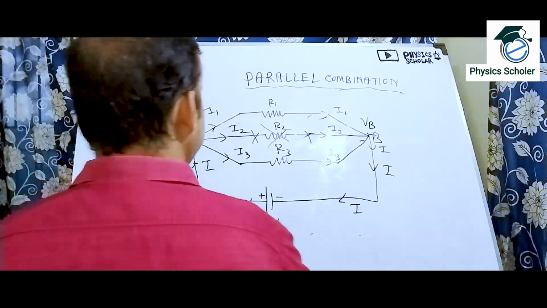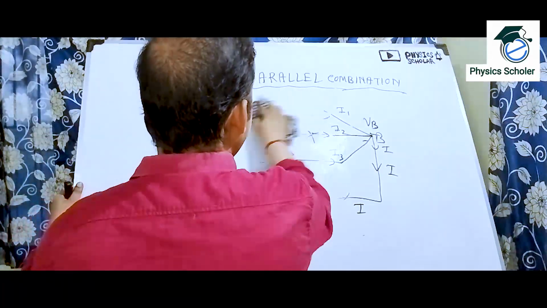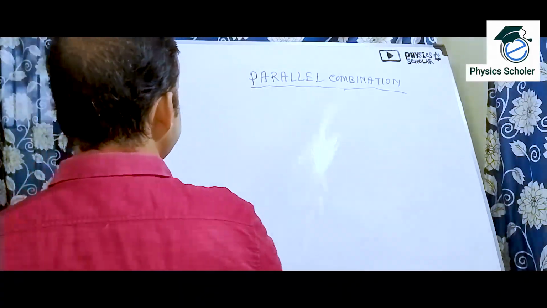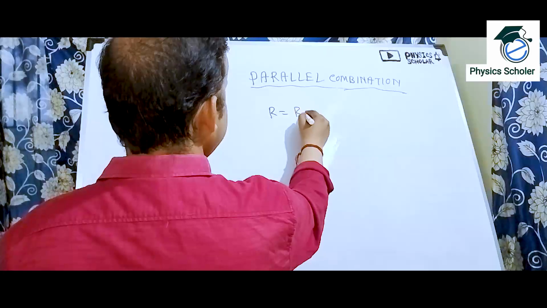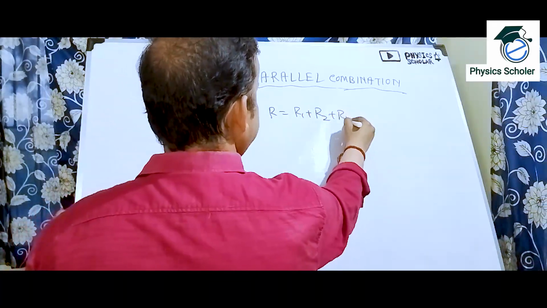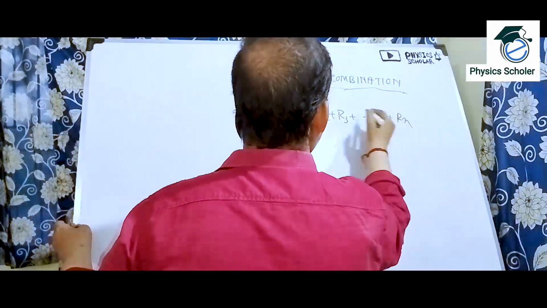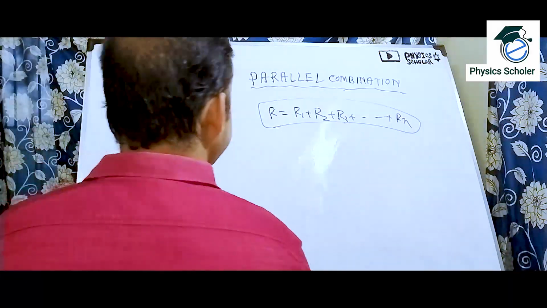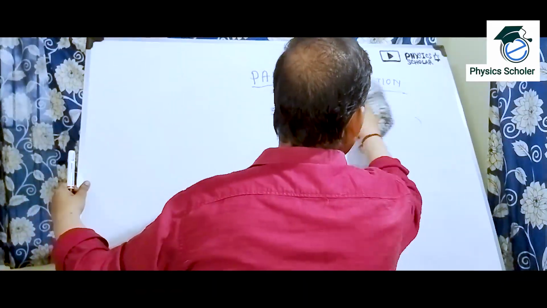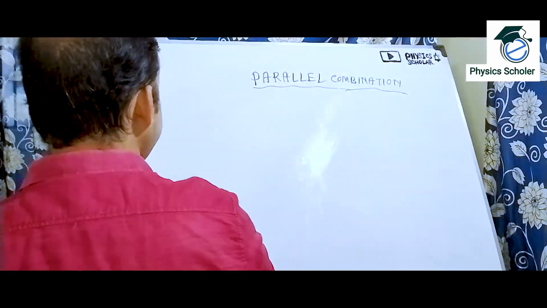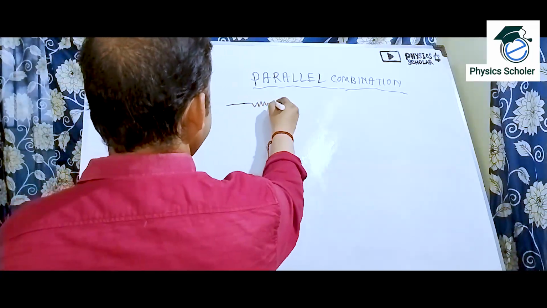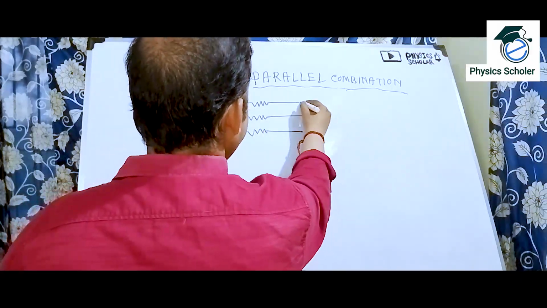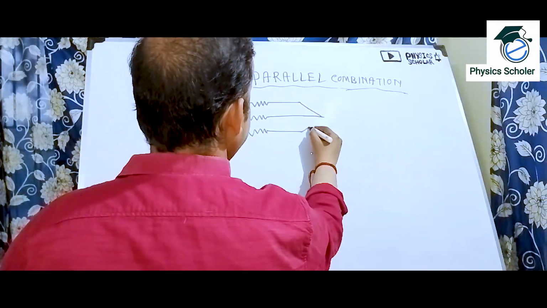Now, how can we determine the equivalent resistance of a parallel circuit? In case of the series, I told in the last episode that the equivalent resistance R is equal to R1 plus R2 plus R3 plus, if the number of resistances is n, then it will be the summation of all the resistances in case of the series. Now let us see what will be there in case of the parallel. I am drawing the diagram first. Let us consider three resistances. The resistances may be 4, maybe n, but we are considering three resistances.